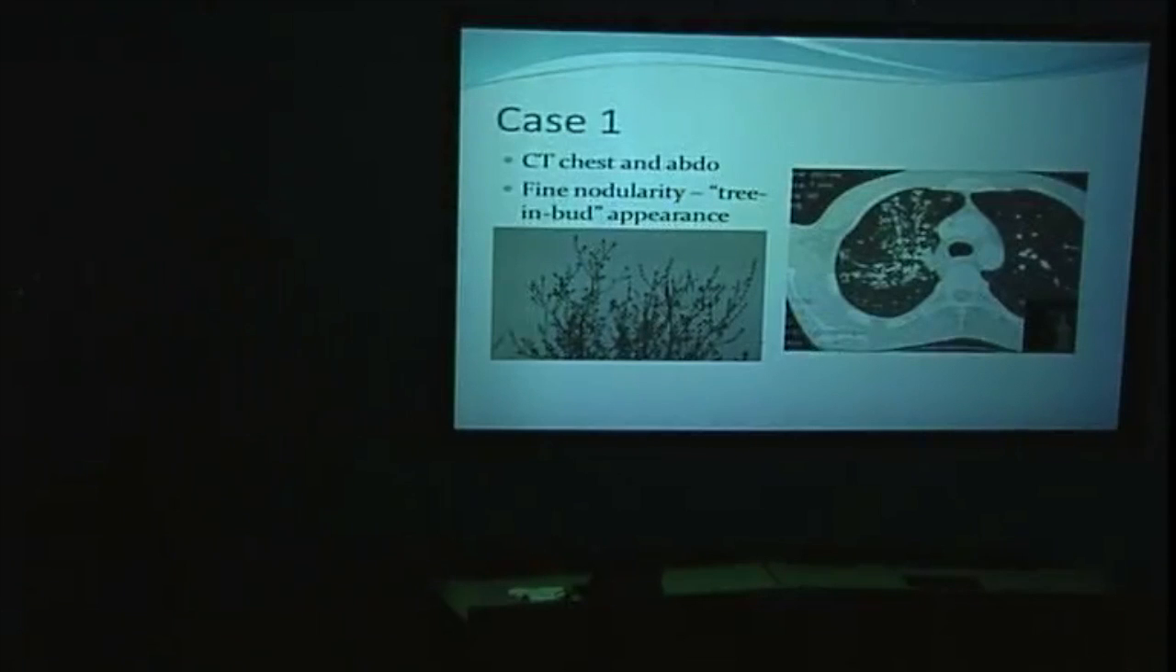You see the similarity, I think. This is the typical appearance, often thought to be characteristic of TB. It is characteristic, but it's not pathognomonic by any stretch.